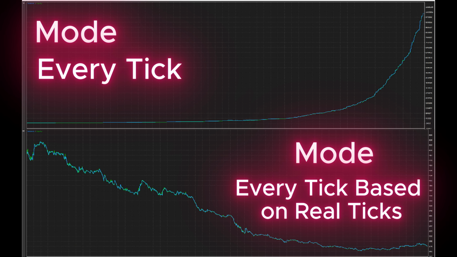What is the difference? Every tick mode generates synthetic ticks from M1 candles. The EA basically knows them in advance. That is not a real market. That is a simulation. Real ticks mode, that is honest data flow, just like a live account. And here, the EA cannot predict anything.